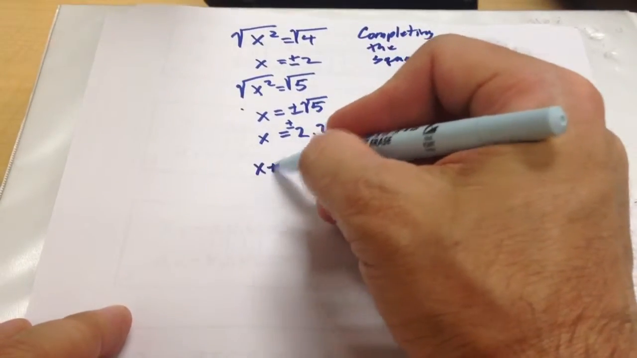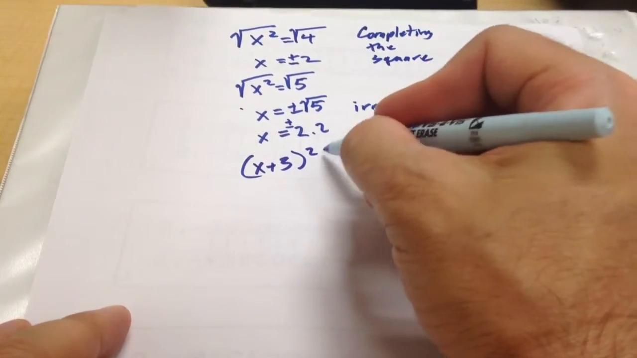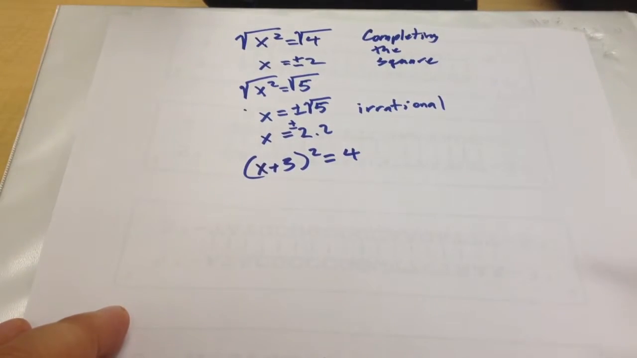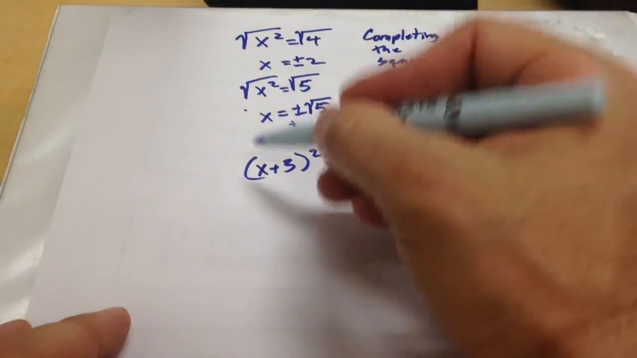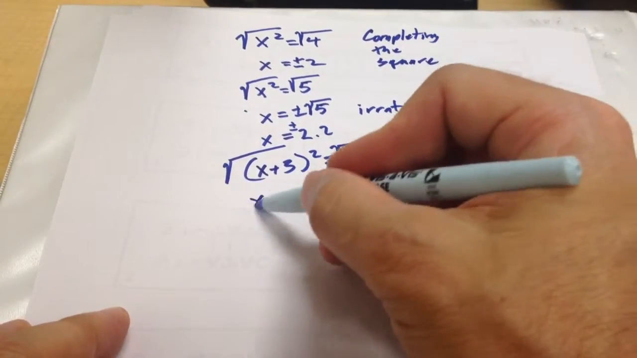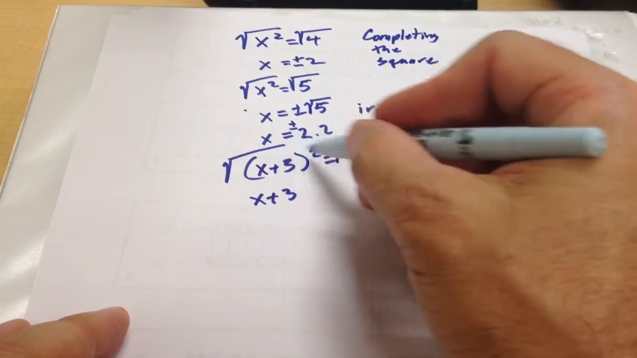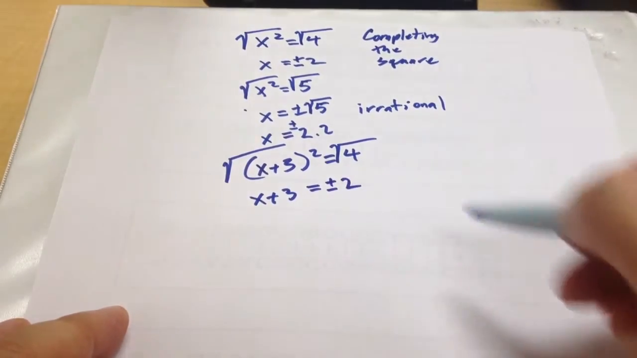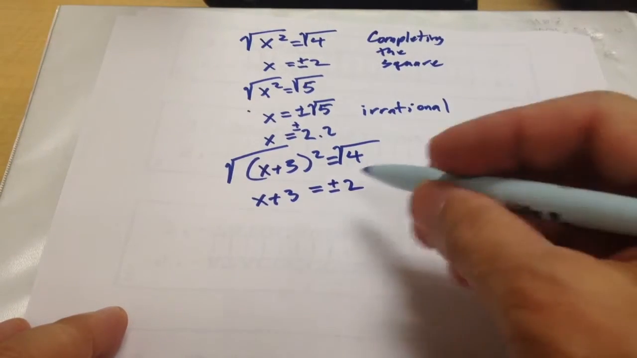Well, what if I gave you x plus 3 squared equals 4? Basically the same steps. I'm going to take the square root of both sides. So that's x plus 3. When I take the square root, those cancel each other out because they're inverse operations. And this is plus or minus 2, which means this actually has two answers.